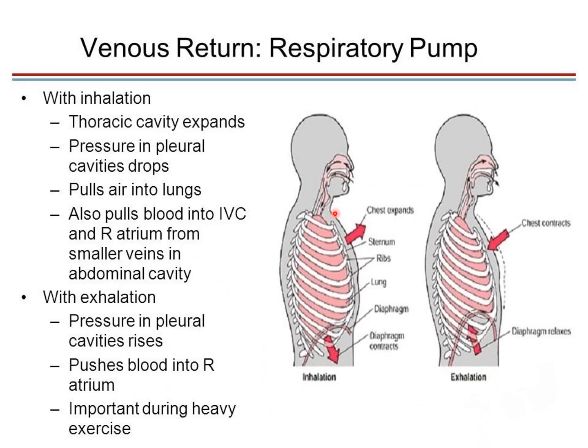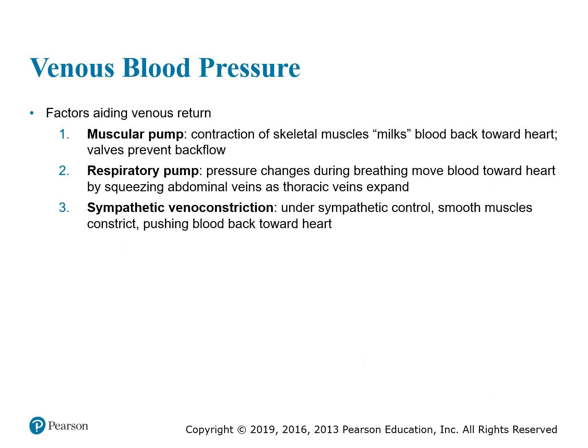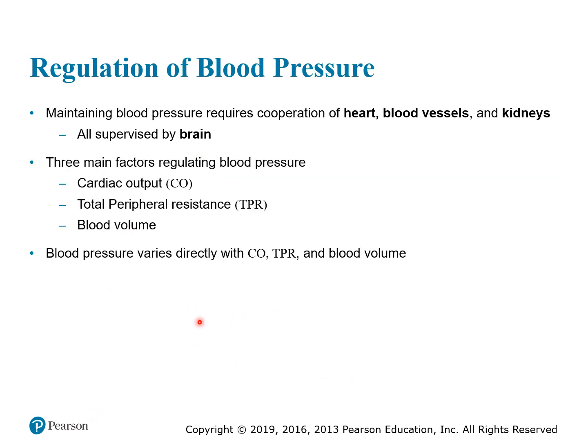And what is the respiratory pump? Respiratory pump is that when we inspire, when we inhale, when we take the breath in, there are negative pressures in the chest. Those negative pressures pull the venous blood up. They help in return of the venous blood towards the heart. So these are the three factors which help the venous return to the heart: the muscular pump, the respiratory pump, and the sympathetic. Now let's go over the regulation of blood pressure.